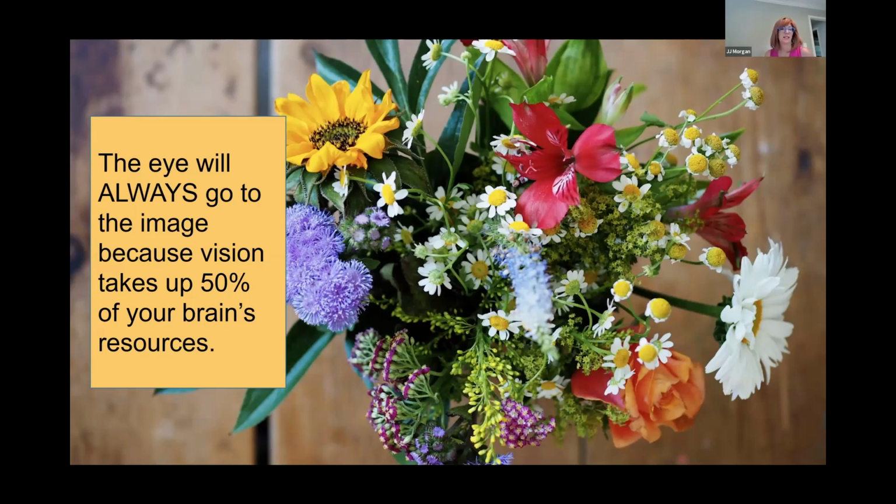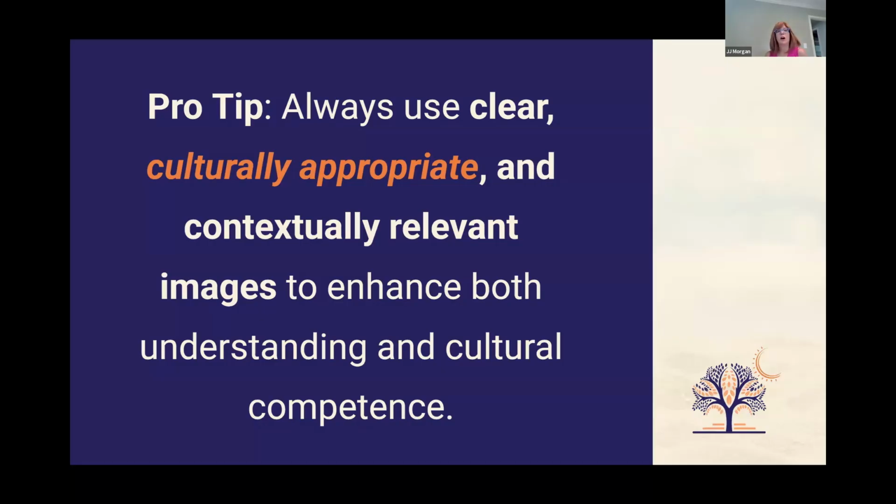So a pro tip: always use clear, culturally appropriate, and contextually relevant images to enhance both understanding and cultural competence.